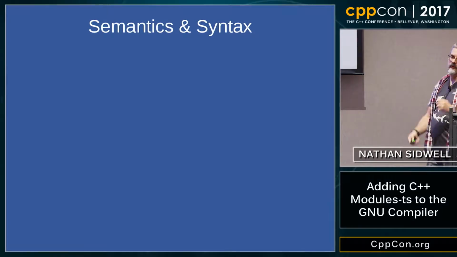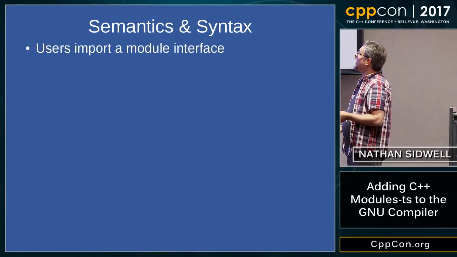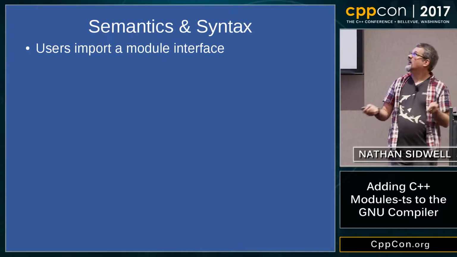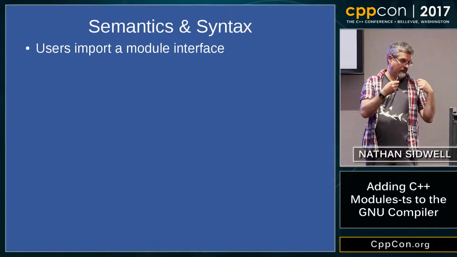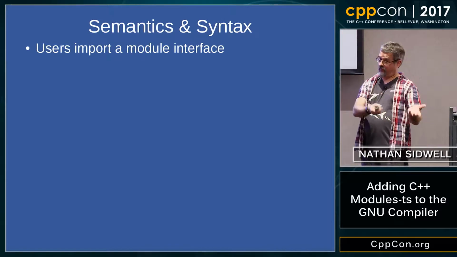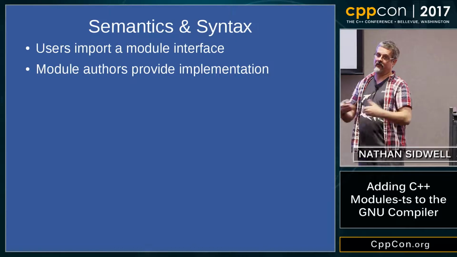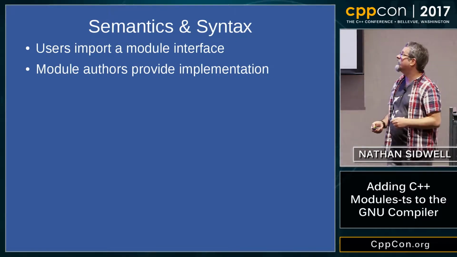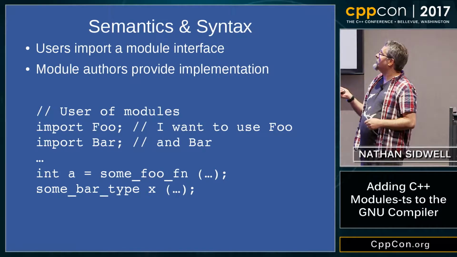Okay, right. So some syntax of what modules look like. The simple idea is that you import an interface, and somebody's written that interface that defines what the module is, and then the module author goes and provides an implementation of that interface, and you don't see the implementation except through the interface bits. And here's an example. So this is some user of a module, and it's importing foo.